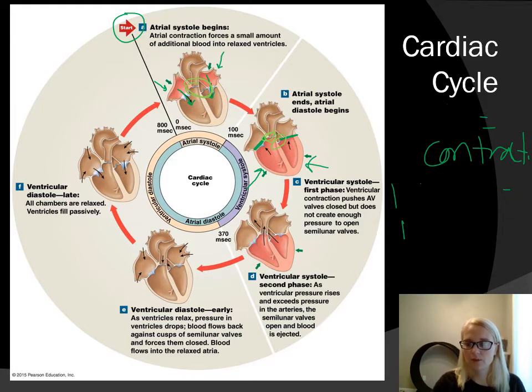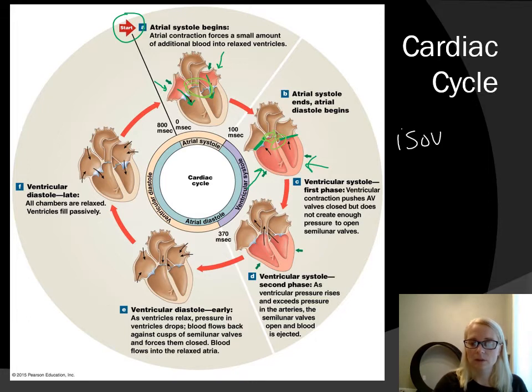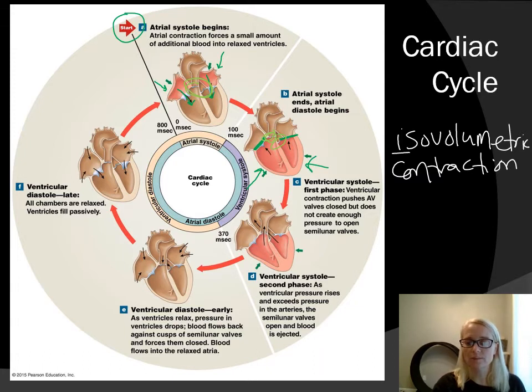I'm going to erase that real quick so I have some room to write. So this is a period in time that's called isovolumetric contraction. Iso meaning the same, volumetric meaning volume. So it's the same volume. So we're not gaining any blood into the chamber. We're not pumping any blood out of the chamber. And it's during the very early stages of this ventricular contraction. So isovolumetric contraction happens while the AV valves close and the semilunar valves haven't opened yet.